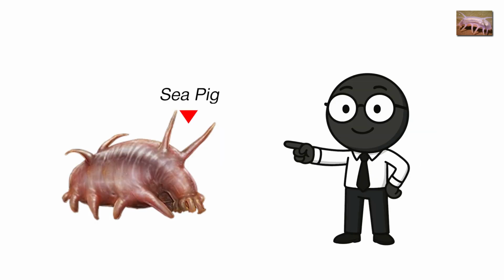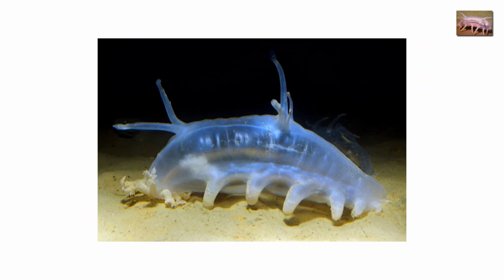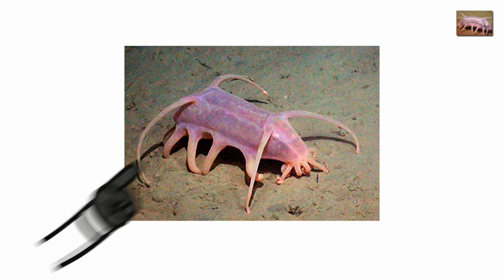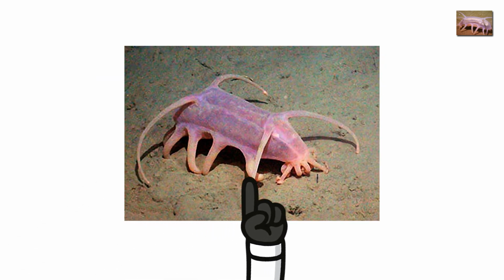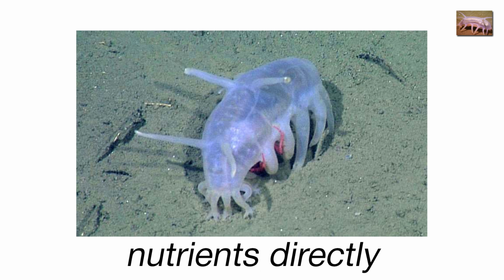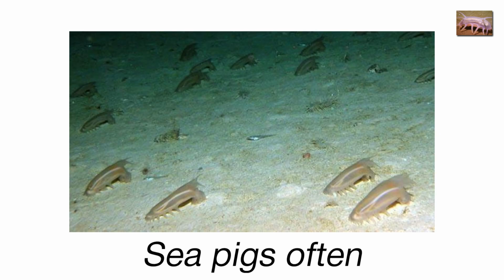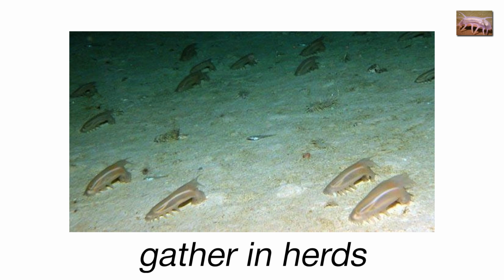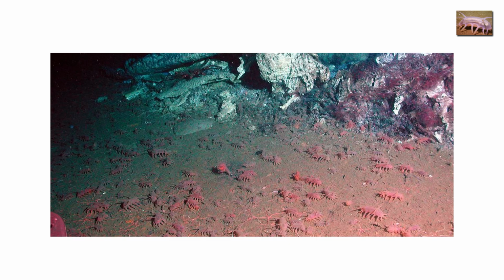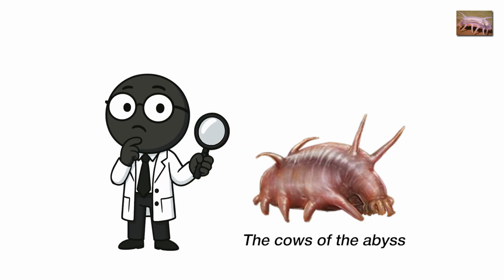Meet the sea pig, a distant relative of sea cucumbers, and arguably the cutest horror you'll ever meet. It lives at depths of over 6,000 meters, using tube-like legs to shuffle through the muck in search of decaying matter. It feeds by absorbing nutrients directly through its skin. No mouth needed. Sea pigs often gather in herds, thousands moving across the ocean floor like a slow, gelatinous migration. Scientists once described them as the cows of the abyss.